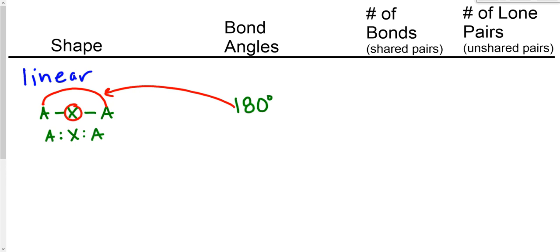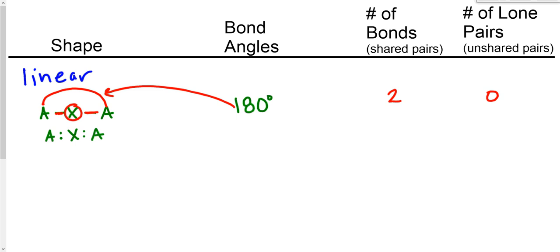So the number of bonds are the number of shared pairs. So these are bonds or shared pairs between 2 electrons. So this one has 2. Here's one right here and another is right here. So 2 bonds. And there are no lone pairs. There are no electrons around that central atom, so the X in this case, that are not bonded to any other, that there are no other electrons that aren't bonded, no other electron pairs.